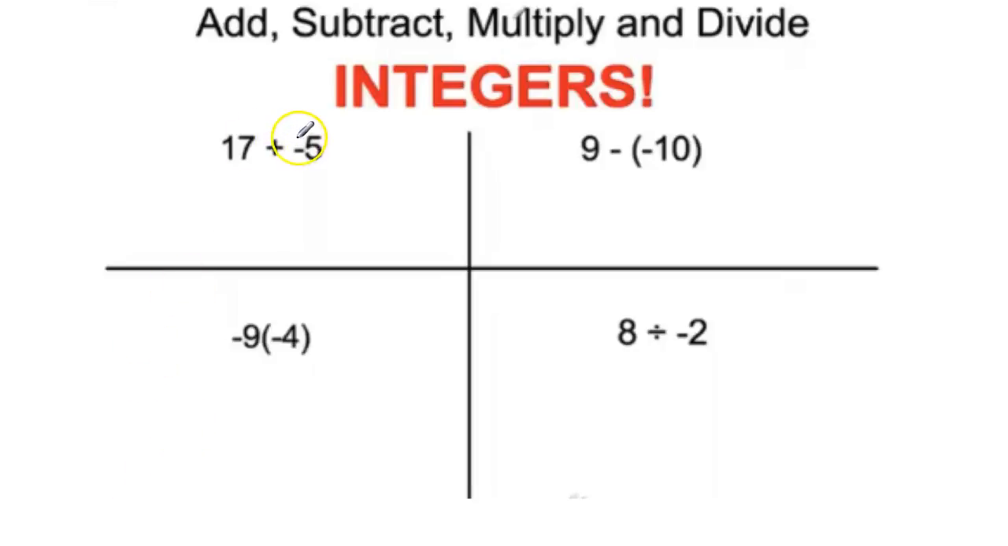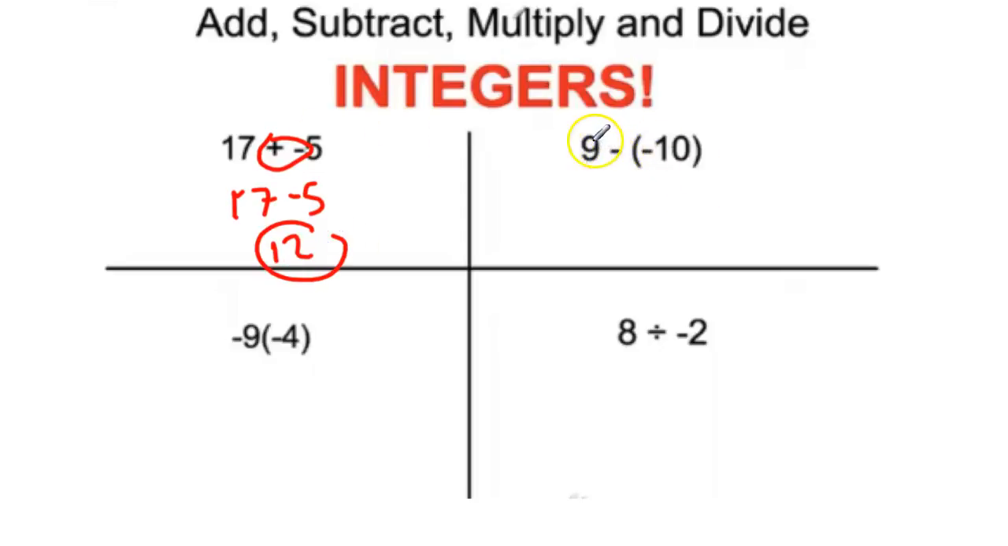Alright, now we're going to add, subtract, multiply, and divide integers. So first we have 17 plus negative 5. If you see a plus and a minus next to each other, that means minus. So this can just be 17 minus 5, and that equals 12.